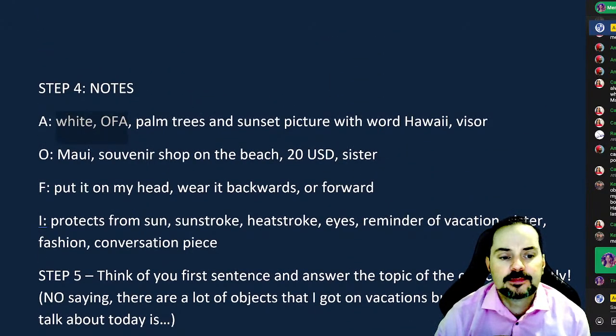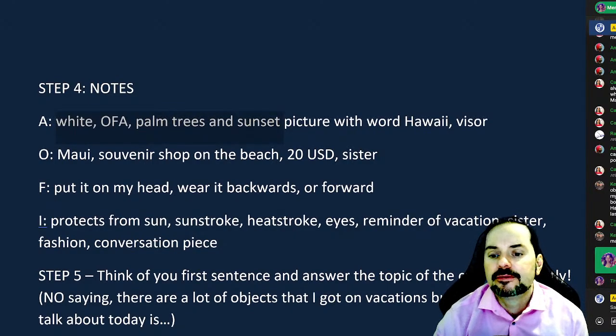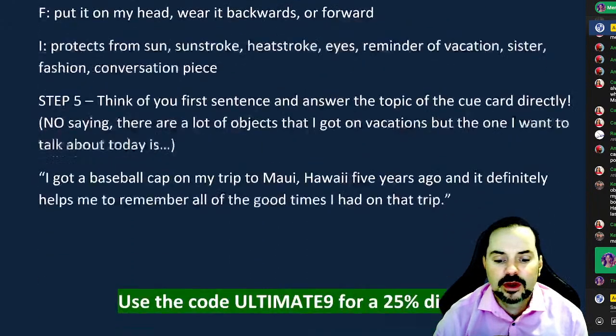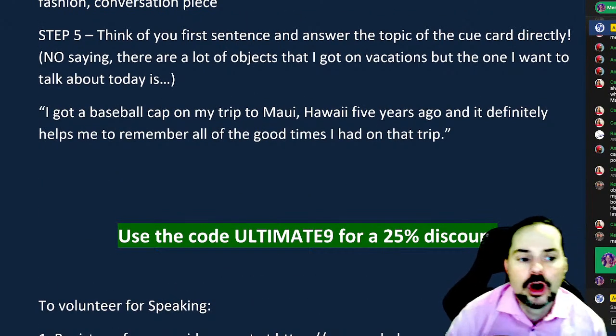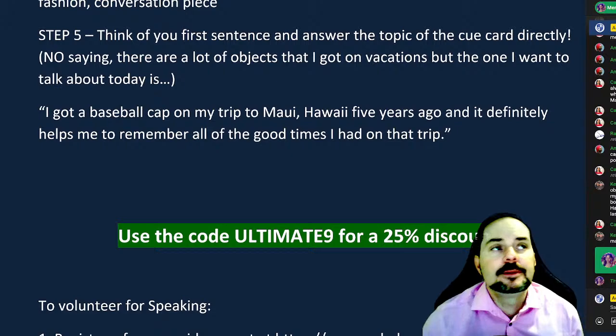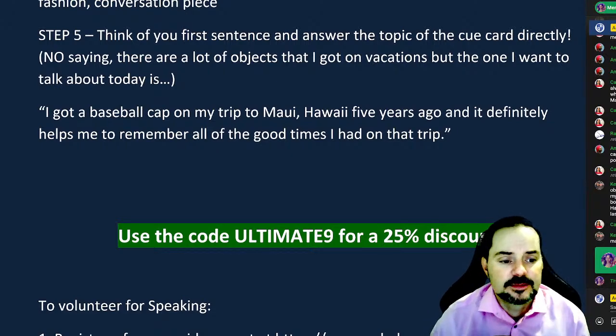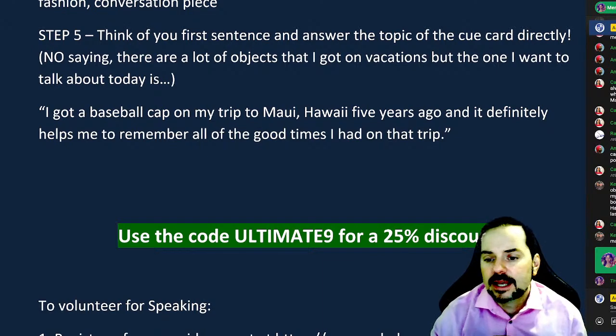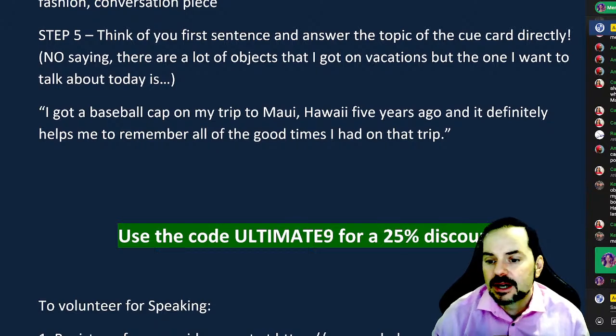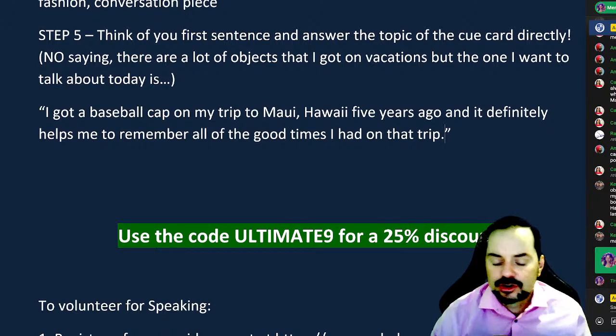So it's a white baseball cap, one size fits all. It's got some palm trees and a picture of a sunset on the front with the word Hawaii. It's got a nice big visor, okay? So here we go. The examiner says, your 1 minute preparation time is up. Please begin speaking. I got a baseball cap on my trip to Maui, Hawaii 5 years ago, and it definitely helps me to remember all of the good times I had on that trip.